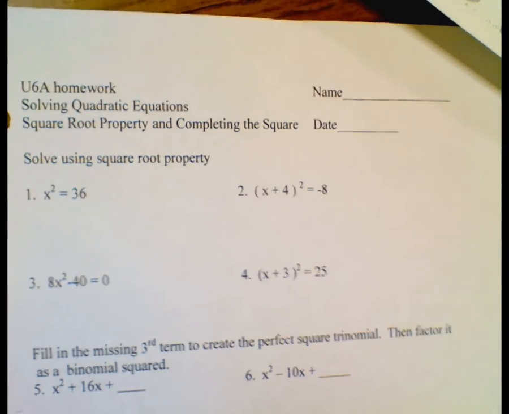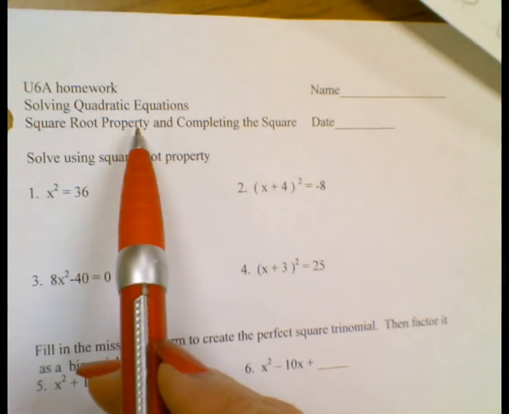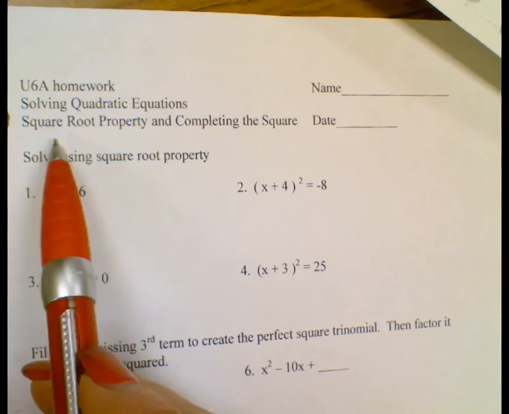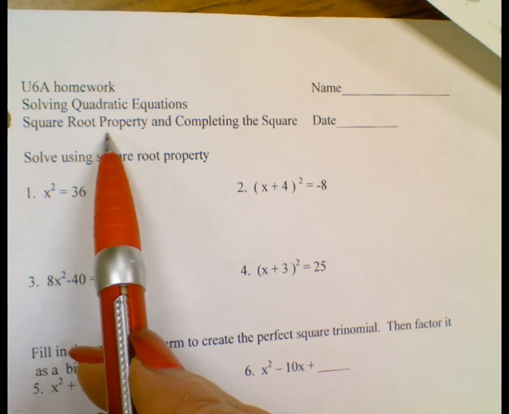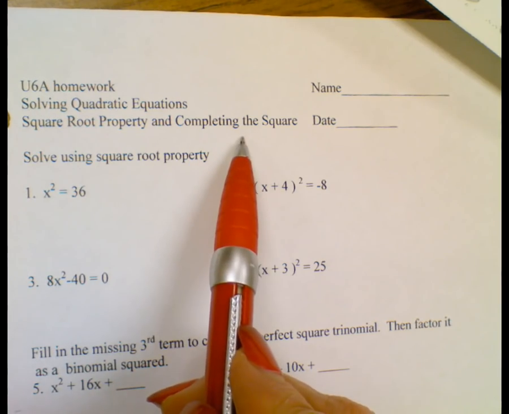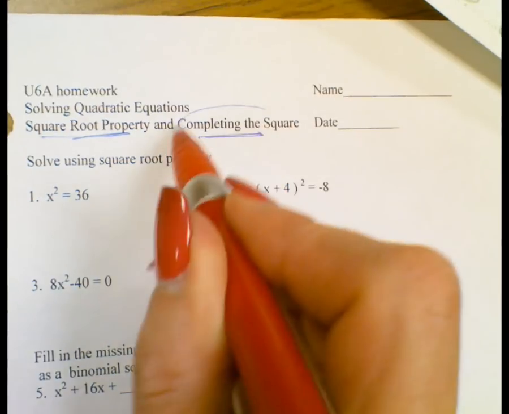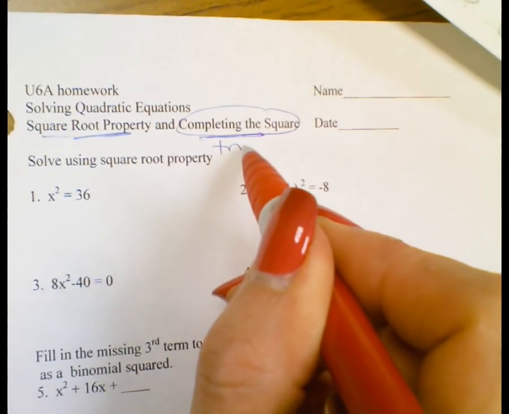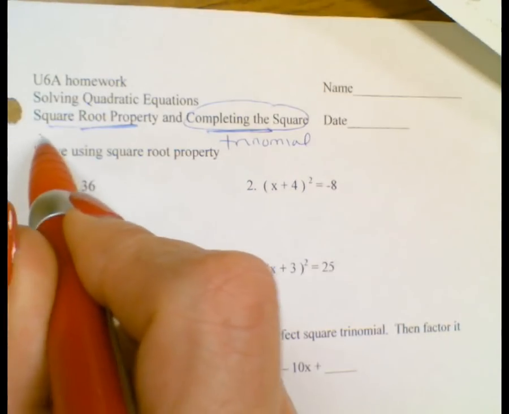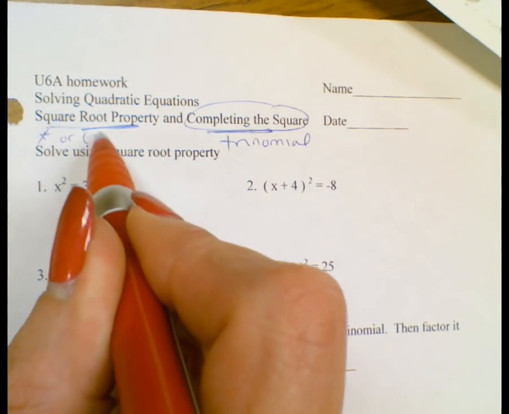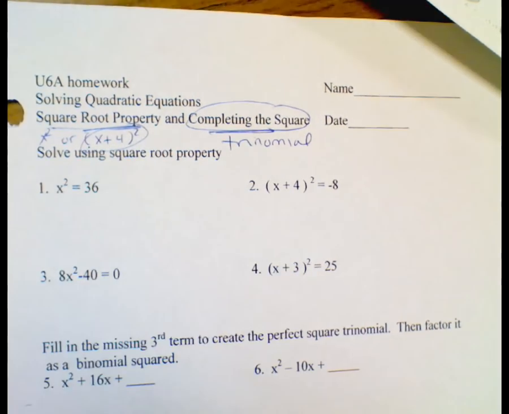Hey, this is your U6A homework on solving quadratic equations by using the square root property, which means when you have a square, you can square root to get rid of it, and by completing the square. So there's times that you can do this, and there's times that you can do this. You do this if you have a trinomial. You do this if you just have an x squared, or you might have it completed, something like this in the problem. It's already been factored.